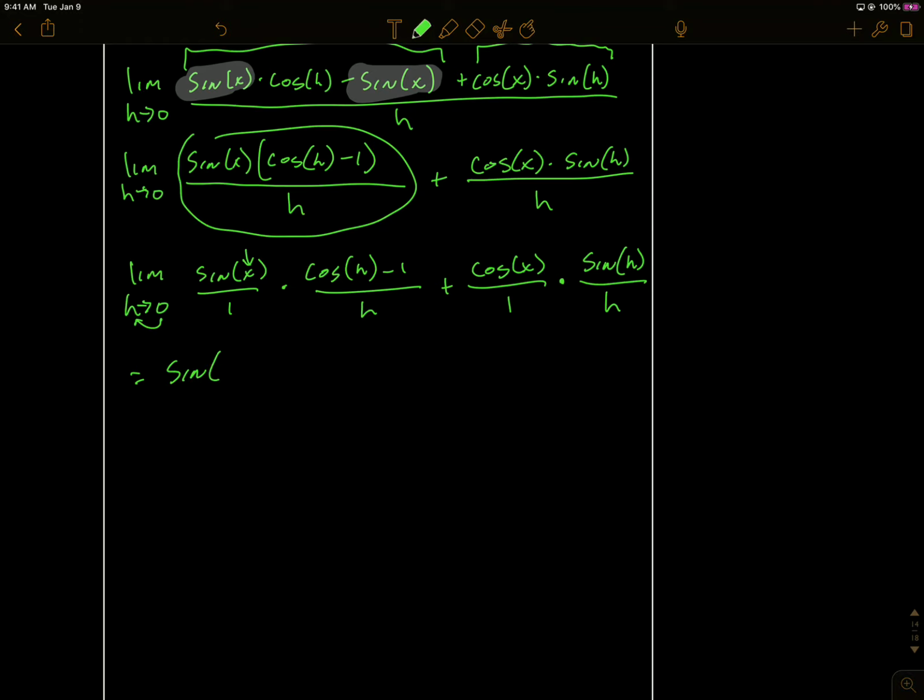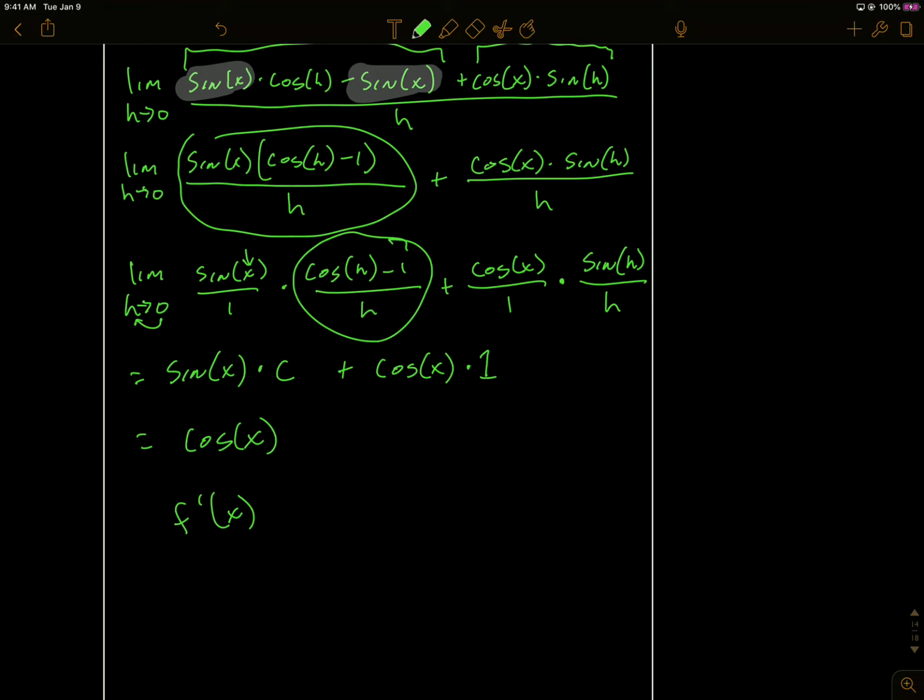So I get sine of x. And then this is our famous limit, which is 0 when I plug 0 in for h, plus cosine of x over 1 is cosine of x, because I'm plugging 0 in for h, times, if I plug in 0 for h, this is our famous limit, so we get 1. So this ends up being cosine of x. So the derivative is cosine of x.